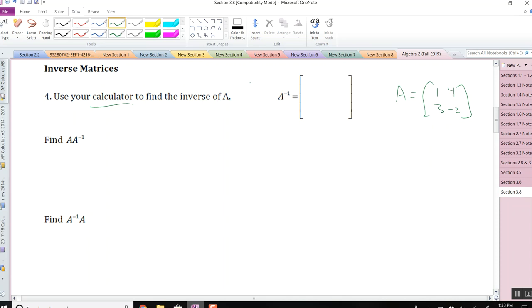So I'm going to get my calculator out. And if you want to try it at home, you can as well. What you're going to do is raise it to the negative 1 power using the exponent feature in your calculator. We talked about it in class at 2 by 2. So 1, 4, 3, negative 2. And I get something really weird. I get a bunch of decimals, like 0.14 and then 0.21.